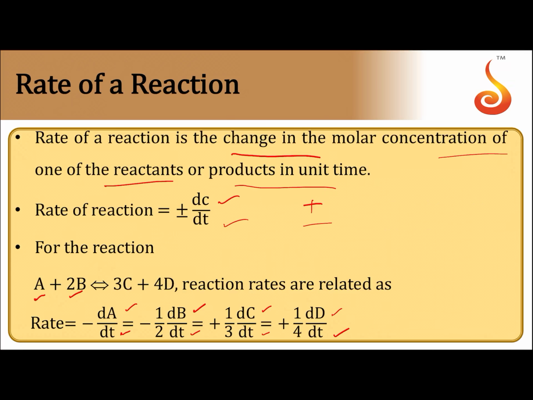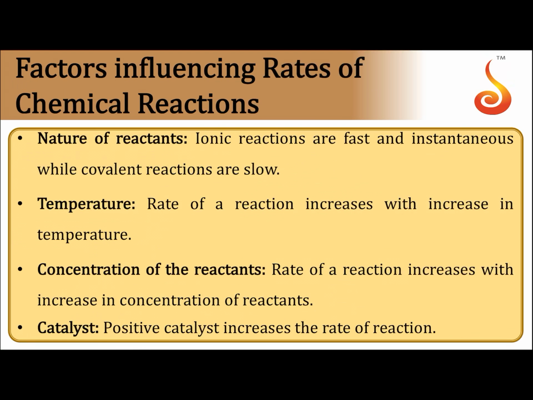With respect to reactants A and B, we are assigning a negative sign here, and with respect to products a positive sign is given. So the rate with respect to reactants is assigned a negative sign. With respect to products it is assigned a positive sign here.